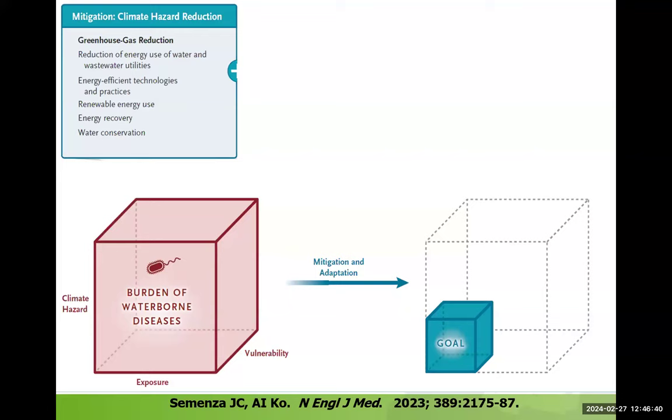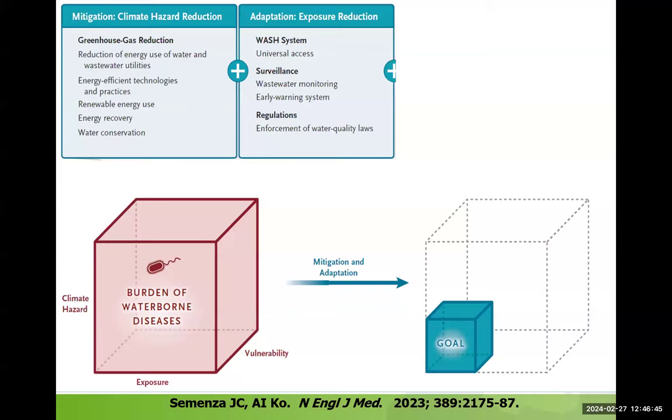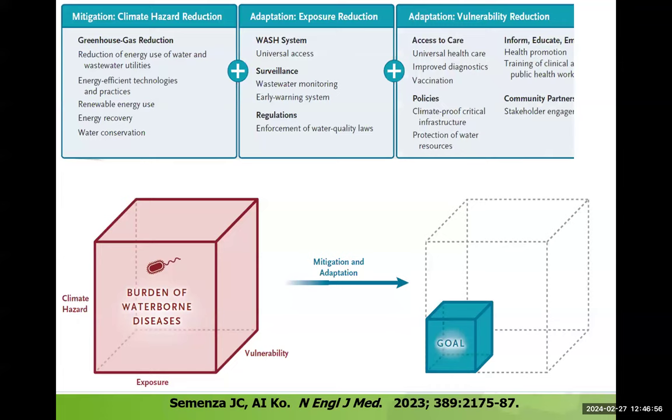But then obviously we can also work on adaptation, and in this case reduce our vulnerabilities and our exposure to these types of threats in order to have an impact on the disease burden. So there are a number of things we can do here by working on the WASH system, the surveillance systems, or the regulations, but also ensure access to care, improve our policies, inform and educate the public, and build these community relationships with stakeholders that we need to engage.